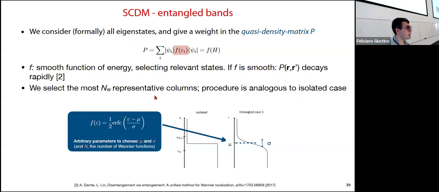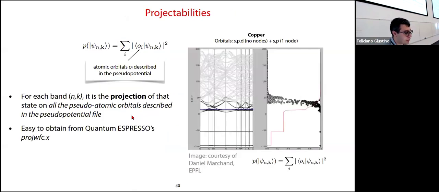Actually, you have more than one parameter because you have to specify the parameters of this smearing function. And a key concept that we discovered, which helps you to solve the problem, so to automate even the choice of these parameters and make the SCDM method fully automated, are projectabilities. And projectabilities are essentially the overlap, the scalar product, between your Bloch states onto, again, these atomic orbitals.